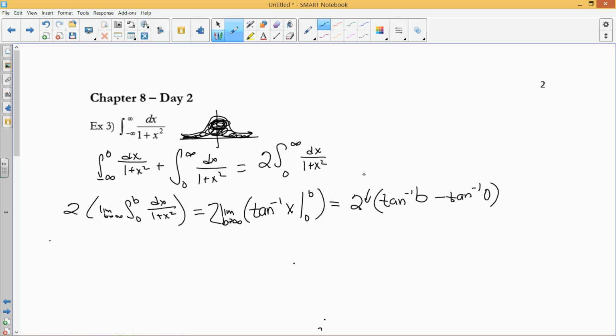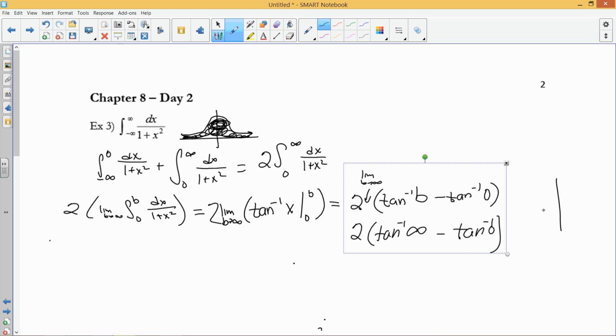And I forgot to write in my limit here. Limit as b approaches infinity. So I have 2 times inverse tan infinity minus inverse tan 0. Okay, inverse tan infinity, inverse tan 0. Let's think about that for a second.